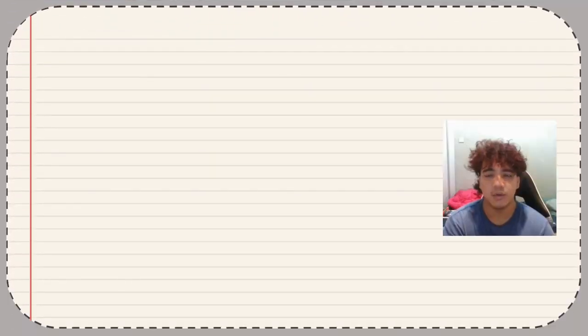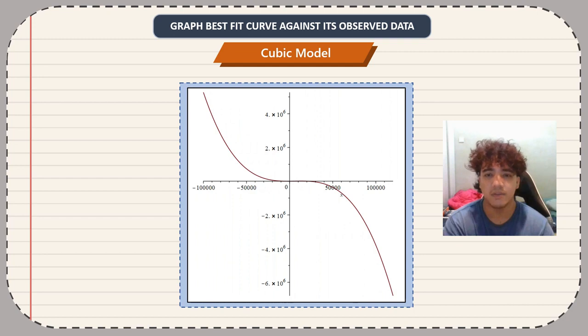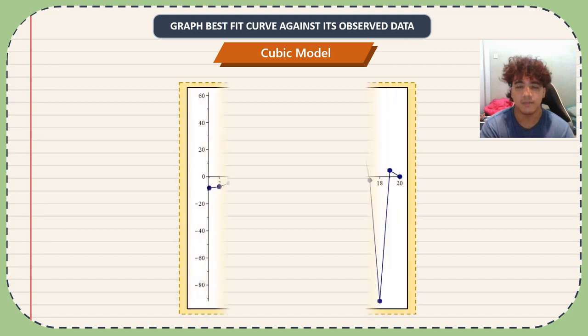And lastly, this is our graph. The graph of the best fit curve against its observation data is a cubic graph. And this is the error vector against x value graph.